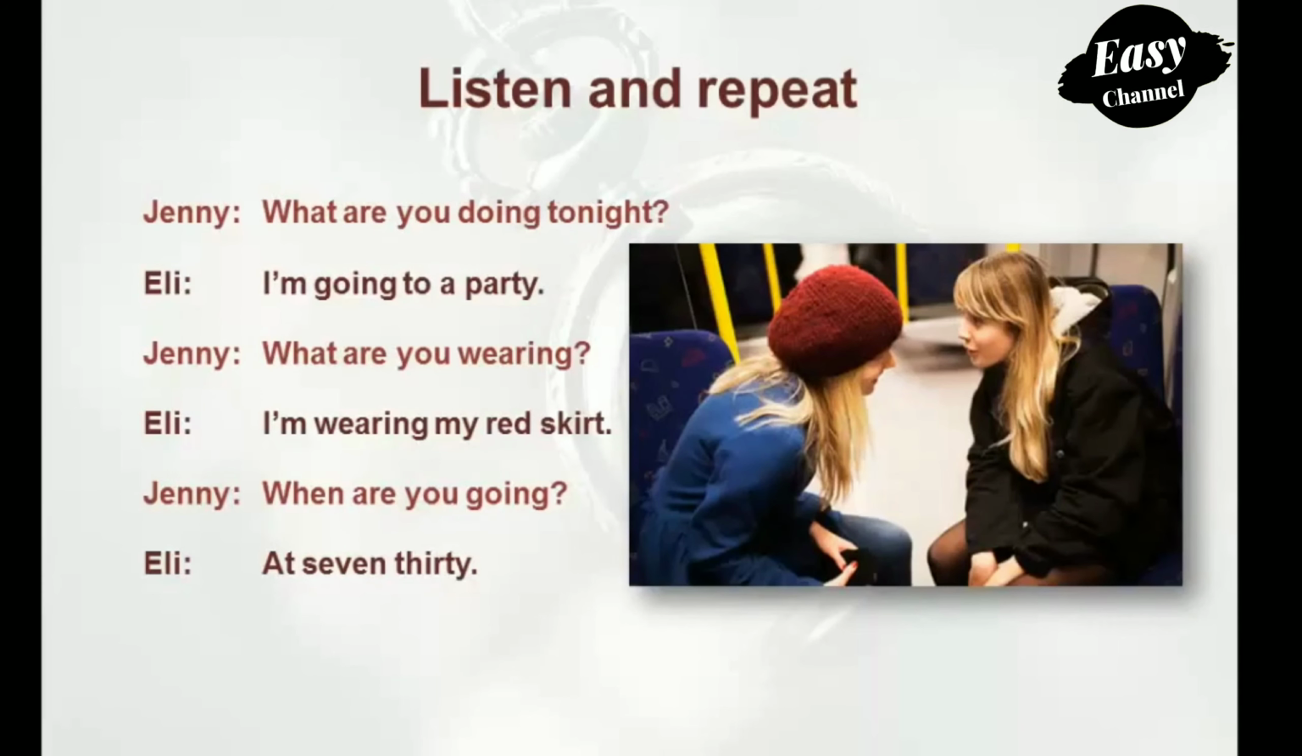Listen and repeat. What are you doing tonight? I'm going to a party. What are you wearing? I'm wearing my red skirt. When are you going? At 7:30.